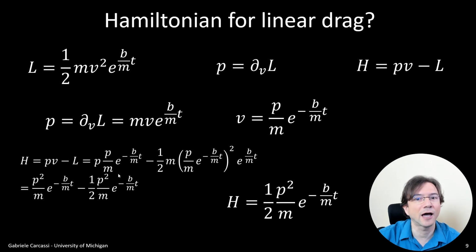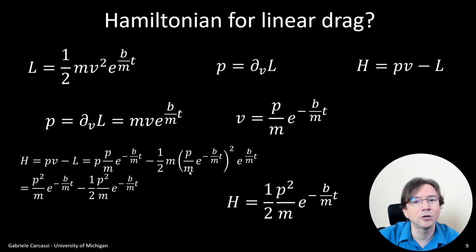And can we do the same thing for a Hamiltonian? Well, we have the Lagrangian. We can find the momentum by taking the derivative of the Lagrangian with respect to velocity, and then we can calculate the Hamiltonian as the product of momentum and velocity minus the Lagrangian. So let's do it. p is the derivative of L with respect to v, and again, we did it before, there is just the 2 that goes there, so it's mv e to the b over m t. Therefore, we can now invert this relationship, and so v equals p over m e to the minus b over m t. And now we have the Hamiltonian equal to pv minus L, so we take v and we substitute it here. We have L, which is this, we put it here, and we substitute v that is here.